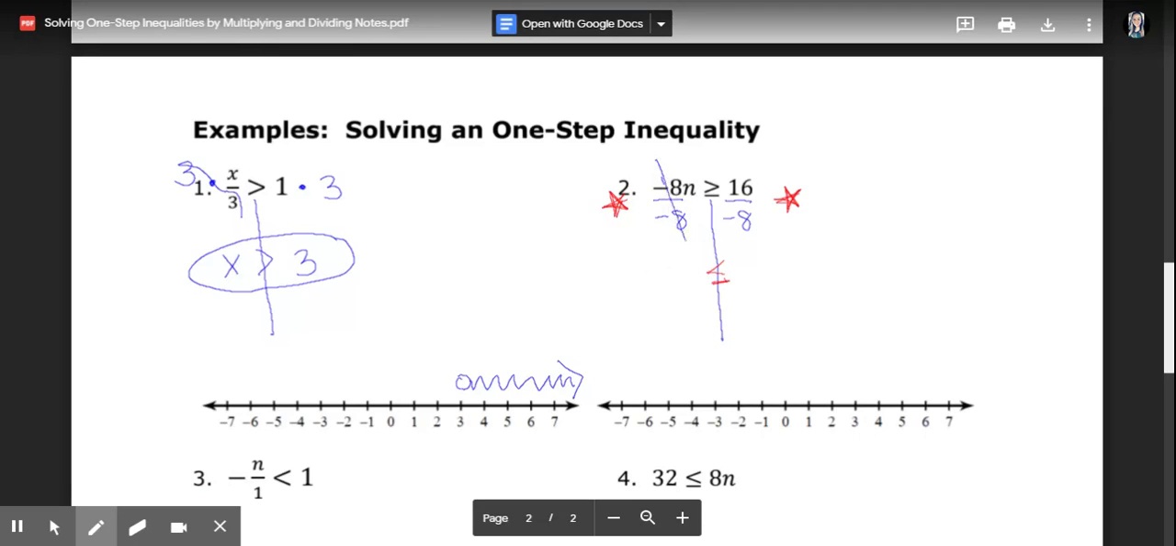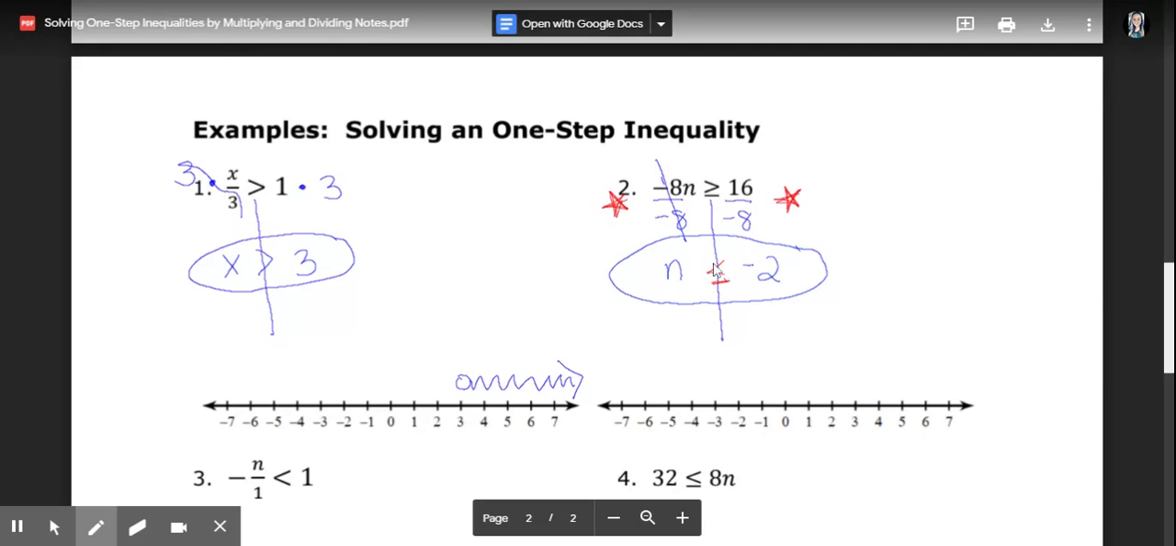So the negative 8s will cancel. I drop down the n. And then 16 divided by negative 8 gives me negative 2. Positive divided by a negative will be a negative. This is my correct final answer. The letter comes first, so I'm good to go. And I did remember to flip the symbol.